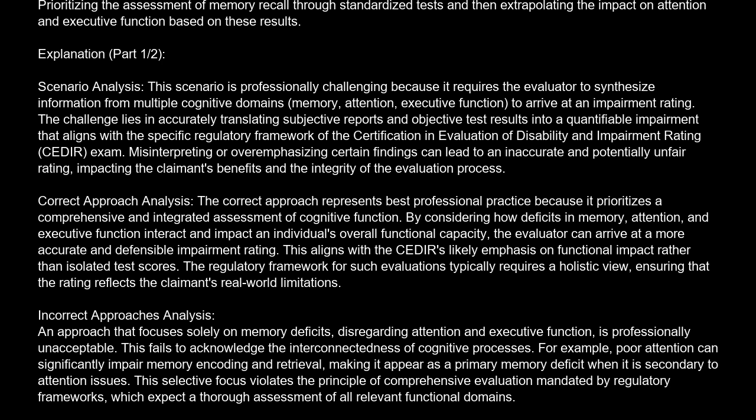Incorrect approaches analysis. An approach that focuses solely on memory deficits, disregarding attention and executive function, is professionally unacceptable. This fails to acknowledge the interconnectedness of cognitive processes. For example, poor attention can significantly impair memory encoding and retrieval, making it appear as a primary memory deficit when it is secondary to attention issues.